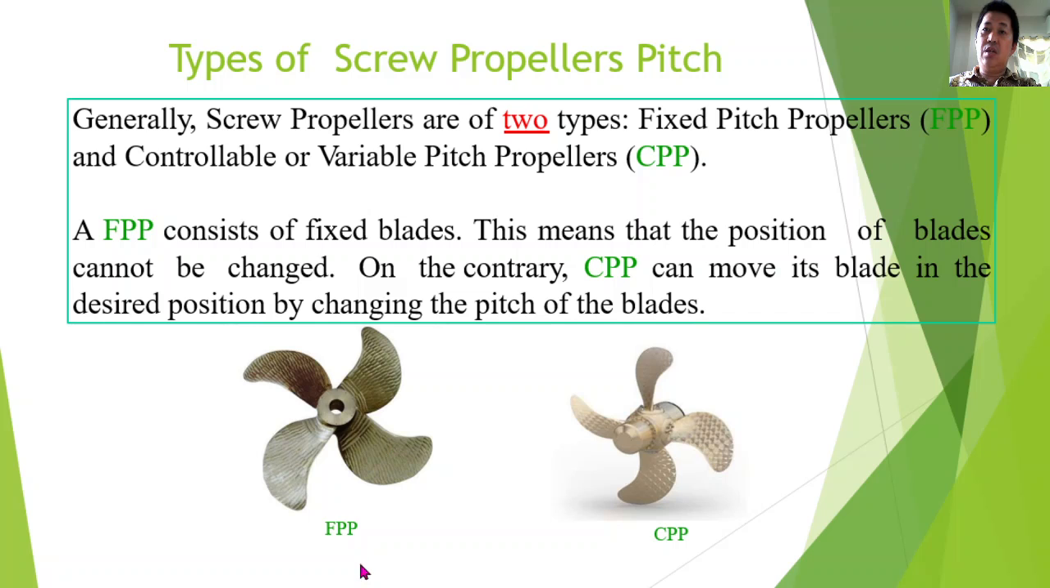So this FPP, fixed pitch propeller, as you can see, is built in or welded in this boss, the propeller boss. But here, this is not welded, but bolted. And there is a provision here, a construction, a design, by which the pitch of the propeller can be rotated. So that is a controllable pitch propeller.